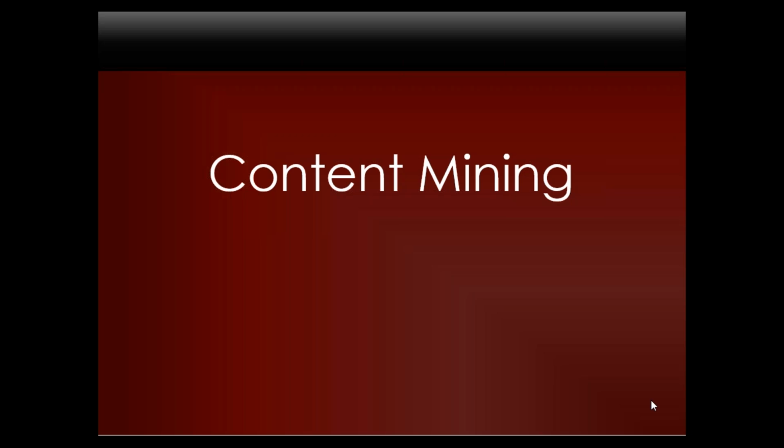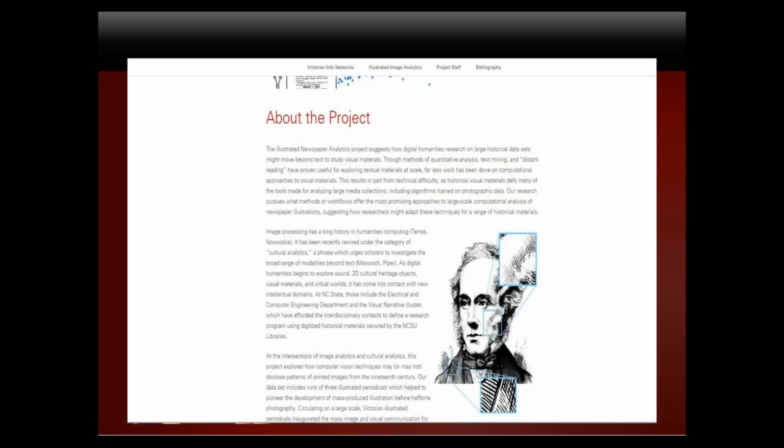"Developing techniques in computer vision and image processing for large-scale interpretation of historical illustrations." This project, which was a runner-up in the 2016 British Library Labs Awards for Research, simply would not have been possible without the NCSU Library's role in brokering access for full content mining purposes.